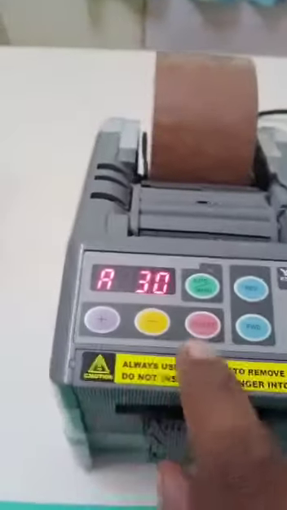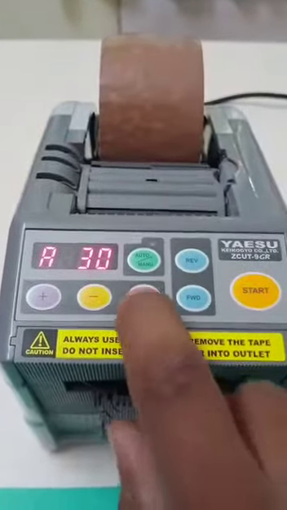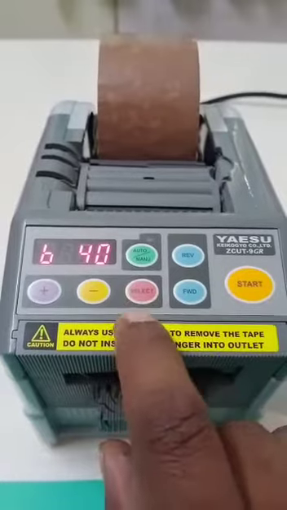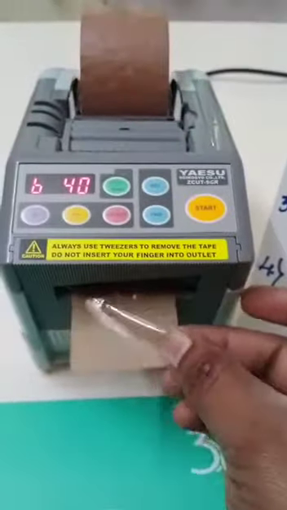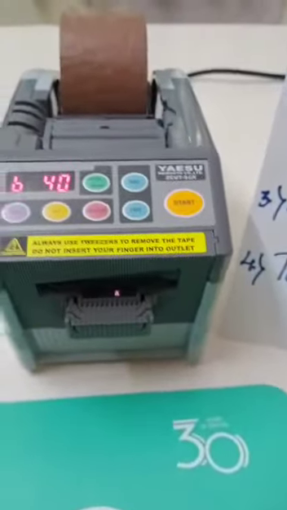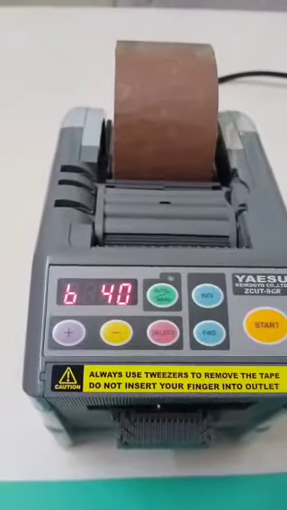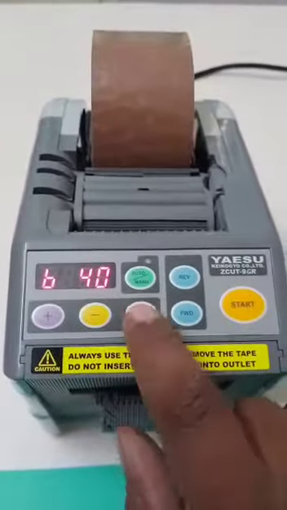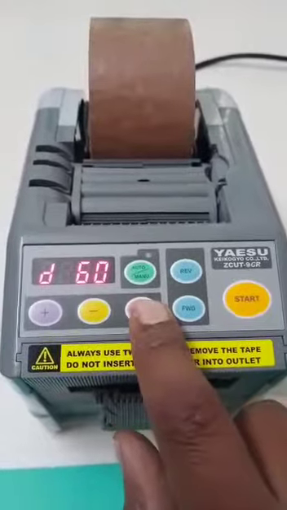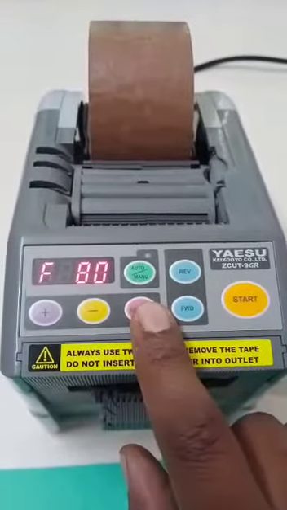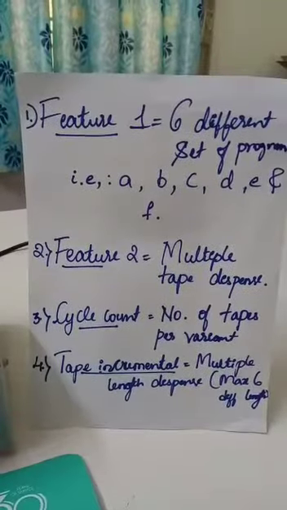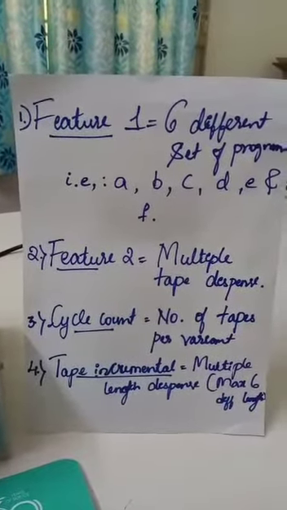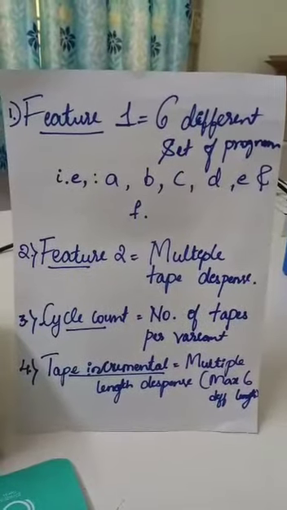So if you want to use a different length, you can go with select. If you press select, it's going to go to the next program, that's B. You can use the cutting. Similarly, you can press the select button to go to C option, D, E and F. Again back to A. So that was about feature 1. 6 different sets of length can be taken.